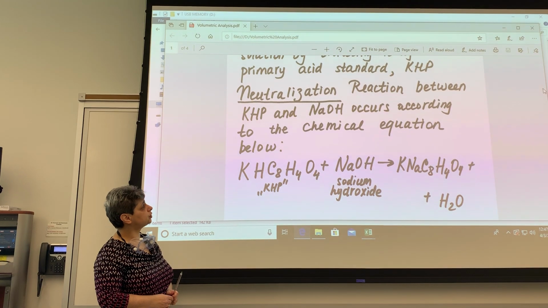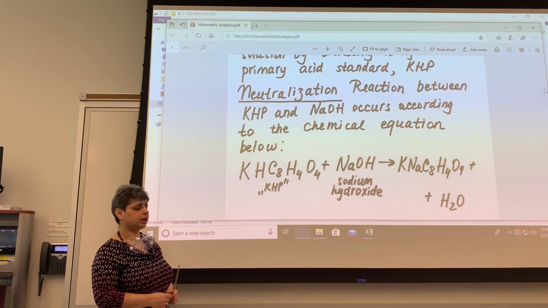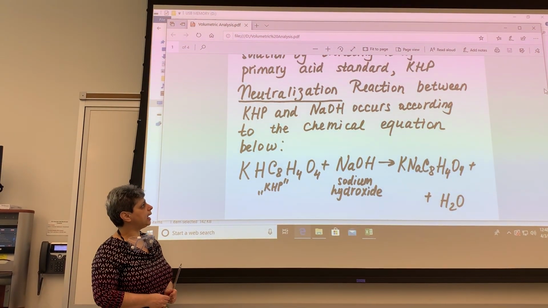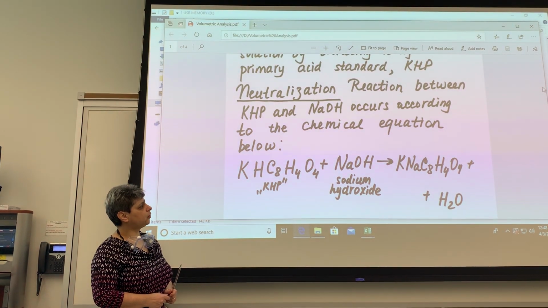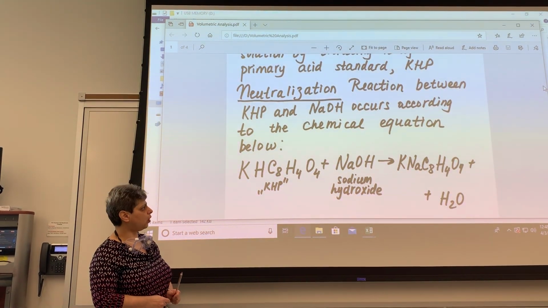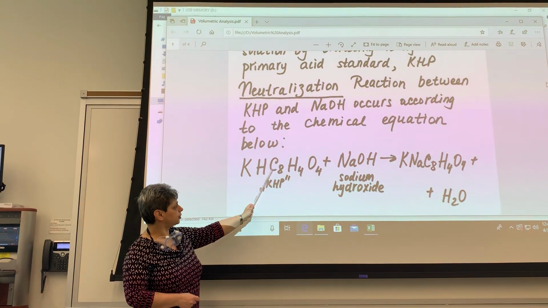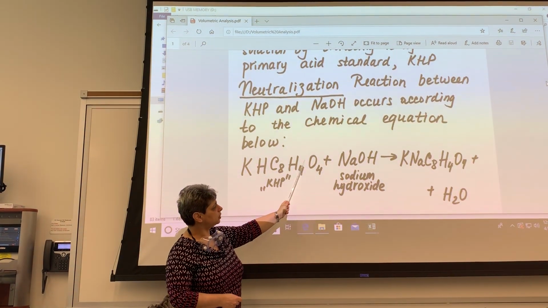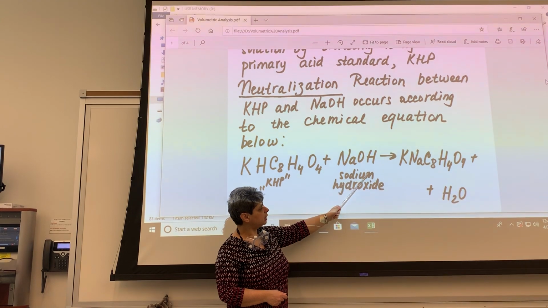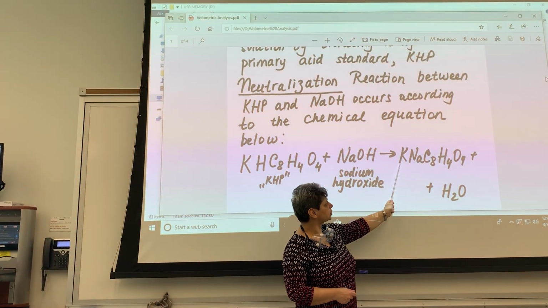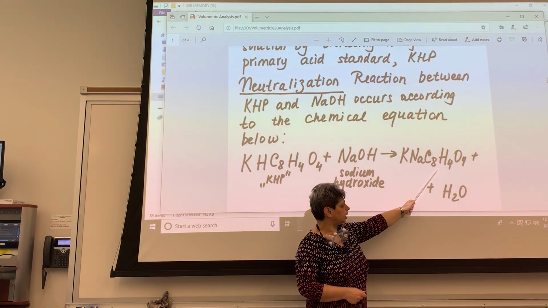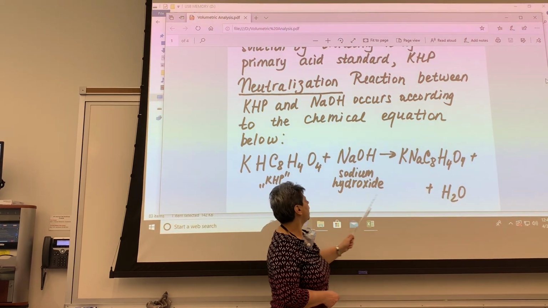We mentioned that neutralization reactions occur between an acid and a base, and typically involve formation of a salt and water. So here is our acid, potassium hydrogen phthalate, reacting with a base, sodium hydroxide, producing in this case a mixed salt of potassium sodium phthalate and water.